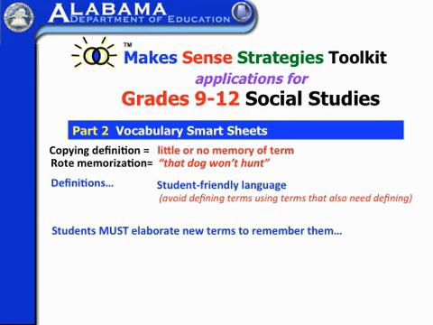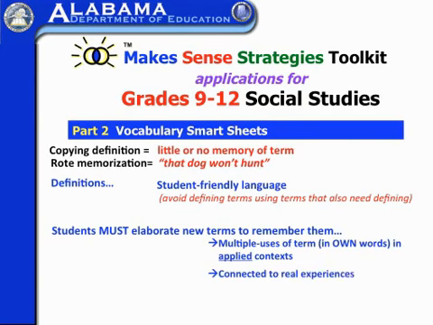Likewise, a really critical thing has to happen if students are going to remember the vocabulary. And there's just a ton of research that supports this. And the most important thing is they have to elaborate the new terms to remember them. And so elaboration, first of all, means multiple uses of the term in students' own words in applied contexts. And usually they have to use it up to 15 to 20 different times for the term to stick. And that's a typical learner, not to mention what students who are struggling to learn have to go through to remember vocabulary. So multiple uses of the term used in their own language in applied contexts.